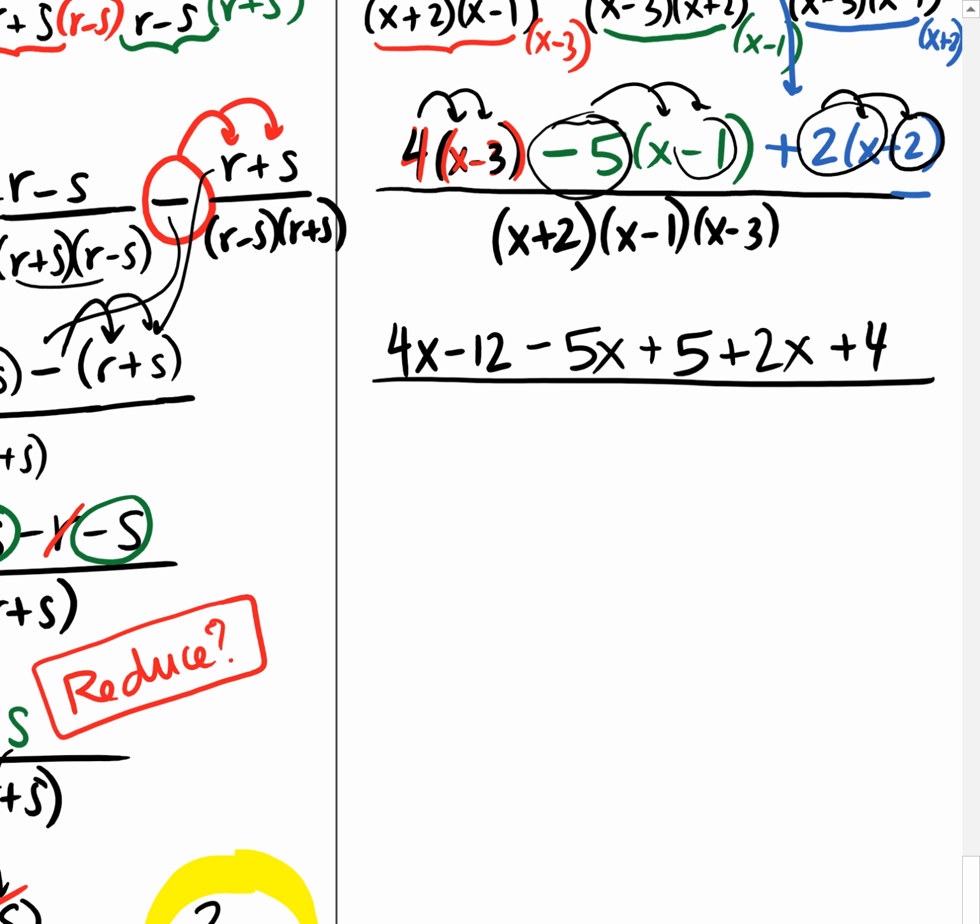And again, don't try to multiply out the denominator. It's not going to help. It's actually going to hurt, because we're going to try to see if we can factor later to reduce.